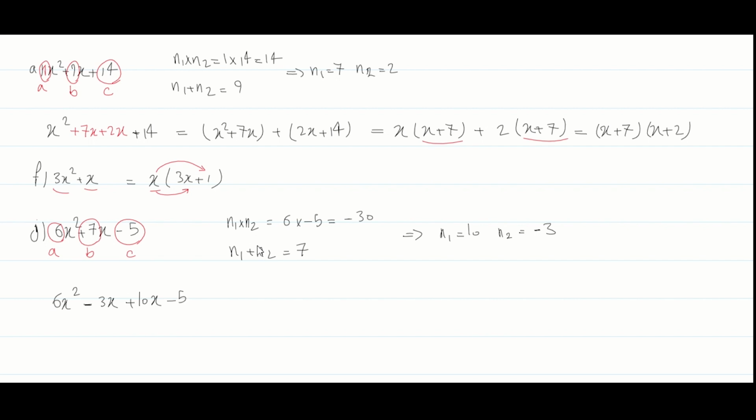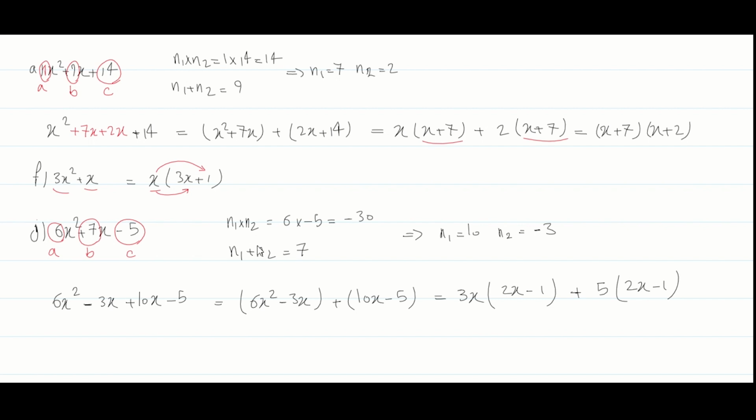And now you can group the first two terms together. So it can be written as 6x squared minus 3x. And you can group the last two terms together as well and write it as 10x minus 5. Now I'm going to factor out the common factor from each bracket. Looking at the first bracket, we can see we have a 3x, which is the common factor, and it can be written as 2x minus 1. And looking at the second bracket in here, the common factor is 5, and it can be written as 2x minus 1.